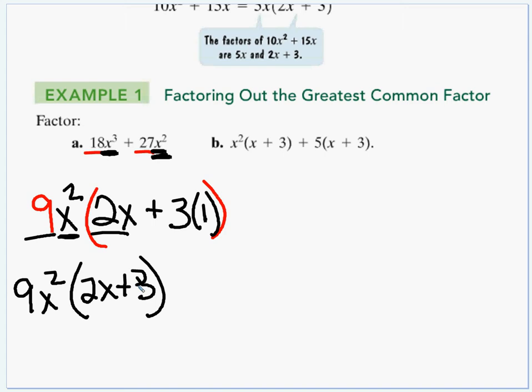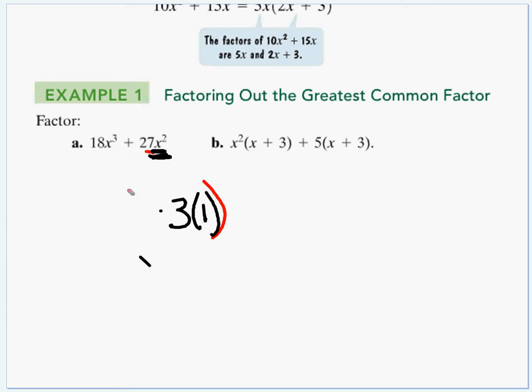If you're not sure you did everything right, we can always distribute and check our work. 9x squared times 2x, that's 18x to the third. And 9x squared times 3, 9 times 3 is 27, and then the x squared is attached. Now letter B is a little different.